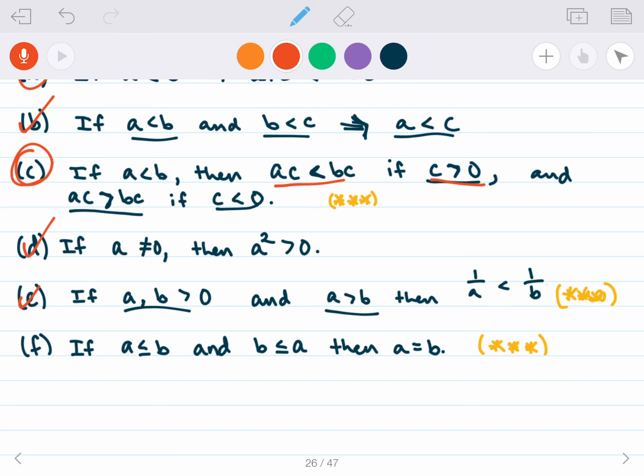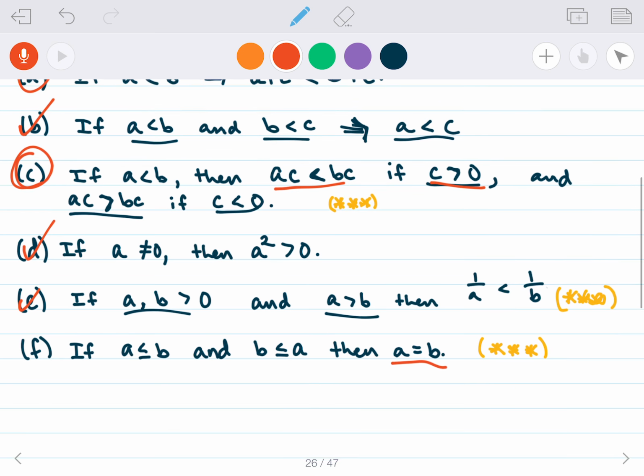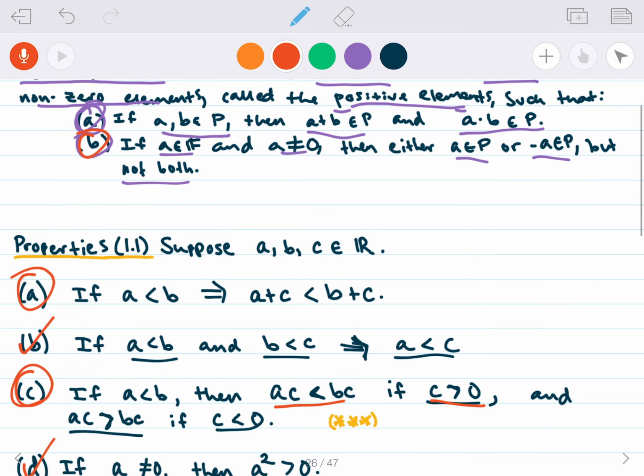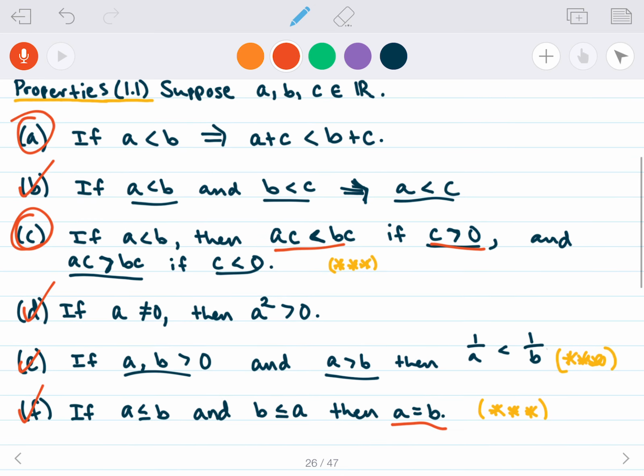Okay. The last one, if you have A is less than or equal to B and B is less than or equal to A, then A and B have to be equal to each other. This falls right out of order axiom B. Okay, so you can't have A is less than B and B is less than A at the same time, right? Okay, so that's also an important little property that you'll come back to again and again.